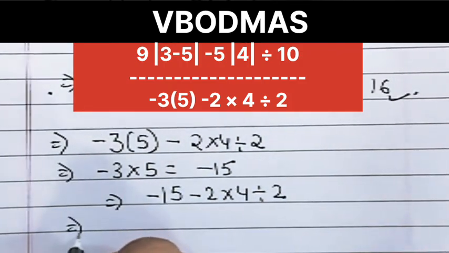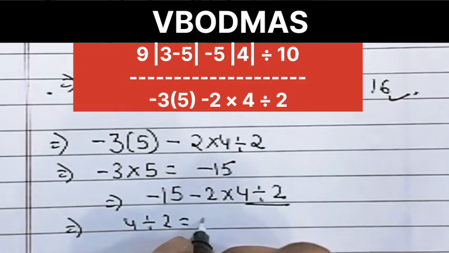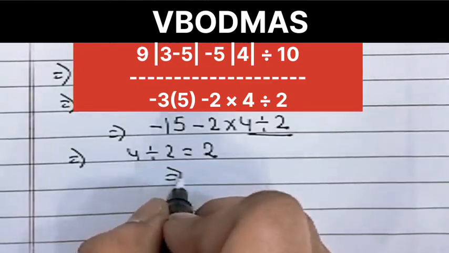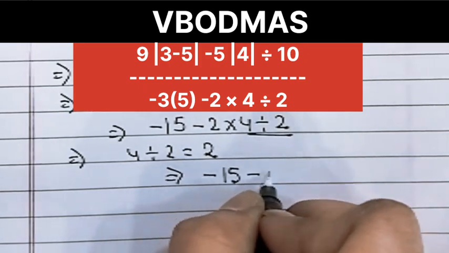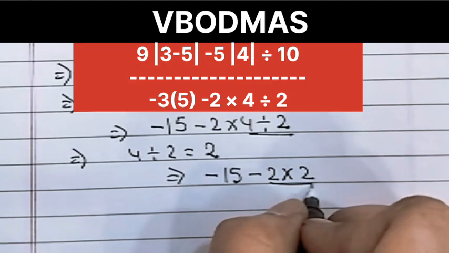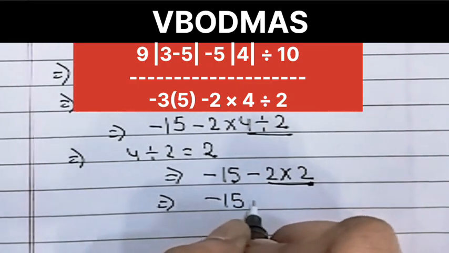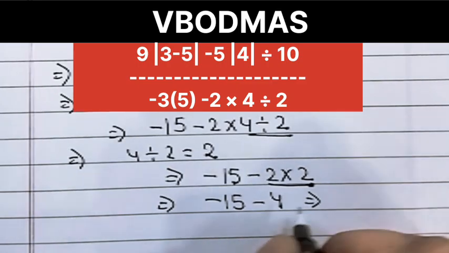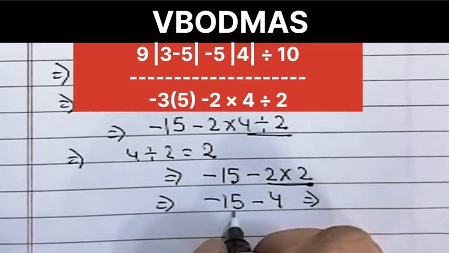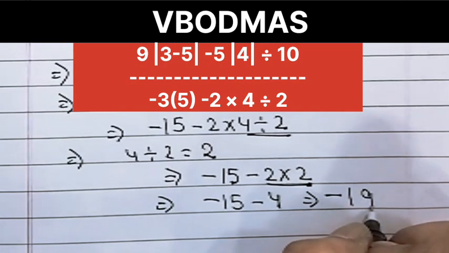Now the second step, perform division. So 4 divided by 2 equals 2. Now the expression becomes minus 15 minus 2 multiplied by 2. Now perform the multiplication and then the final subtraction. So minus 15 minus 4: minus minus becomes plus, and the answer will be negative because the larger digit is 15, so minus 19.